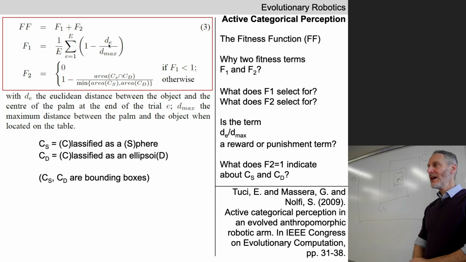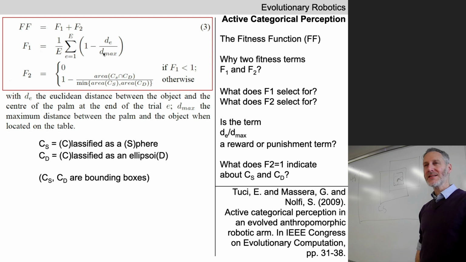If the evolutionary algorithm runs and starts to evolve CTRNNs that achieve higher and higher values of F1, what is the robot doing? What do those CTRNNs cause the robot to do? Put its hand on the object. So it's 1 minus. So we're trying to drive this ratio as close to 0 as we can.